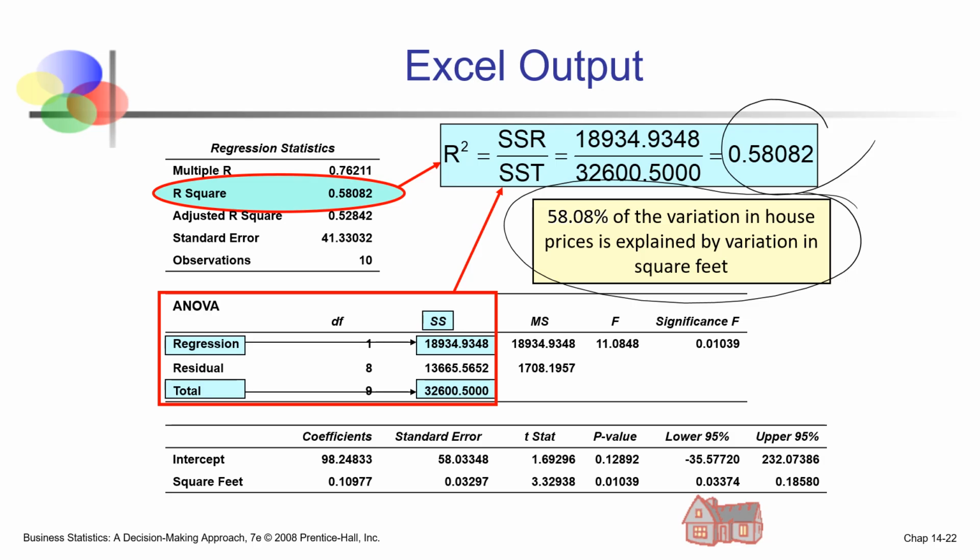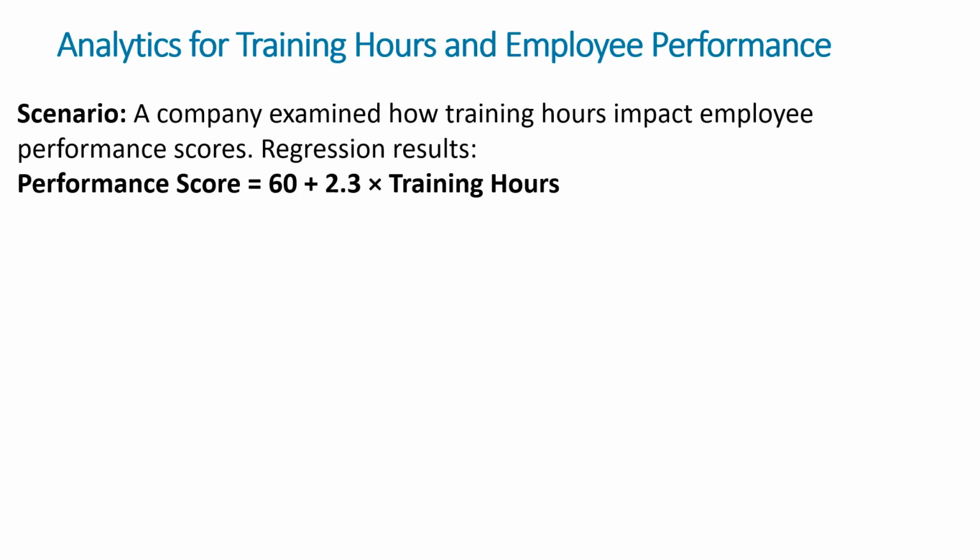Again, we already learned about the 58%. What does the 58% say? It is our model variation due to the independent variable, not the dependent variables. Now we have an activity about training hours versus employee performance, where we want to check the impact on the performance score.